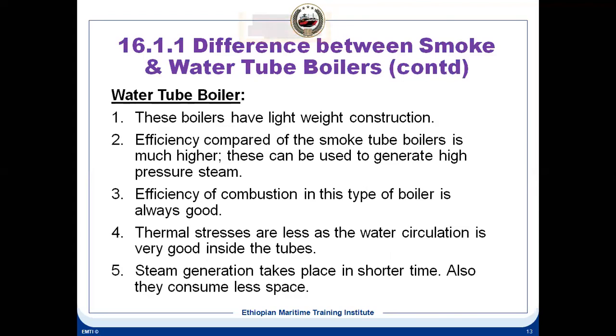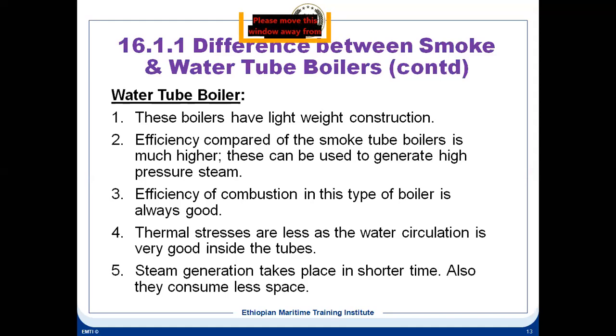Next, we come to water tube boilers. These boilers, obviously, have a lightweight construction, and the entire efficiency of the boiler as compared to the smoke tube boilers is much higher. This would answer your question, Abraham. And as a result, water tube boilers can be used to generate much higher pressure of steam and much higher quantity of steam. And the efficiency of combustion in this type of boiler is always good. Basically, point number 2 and 3 are kind of overlapping.